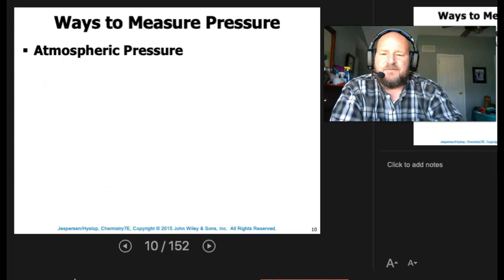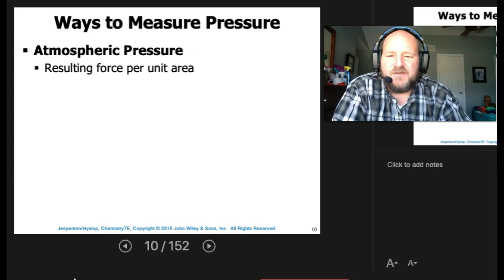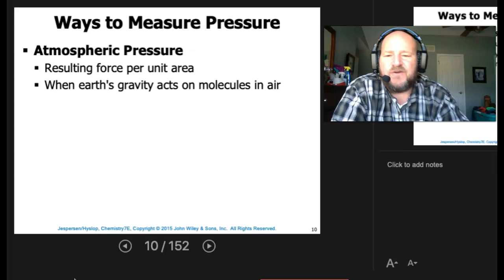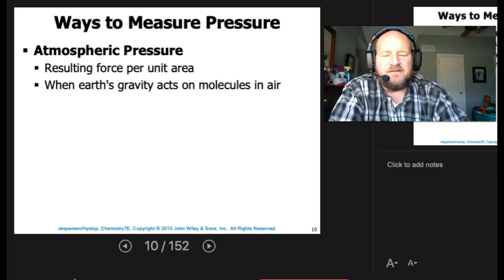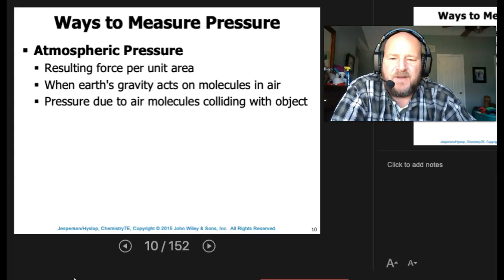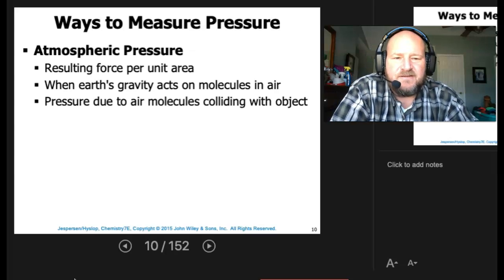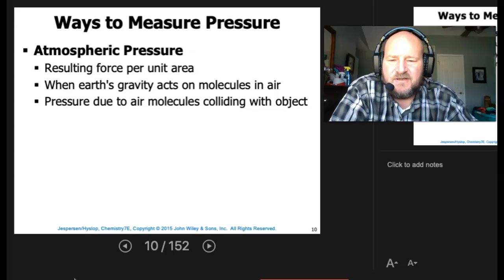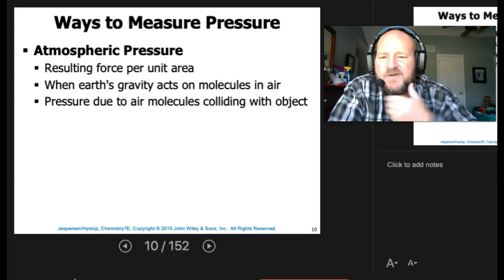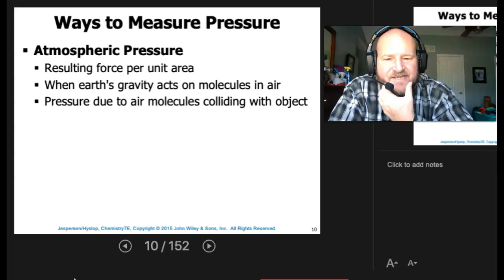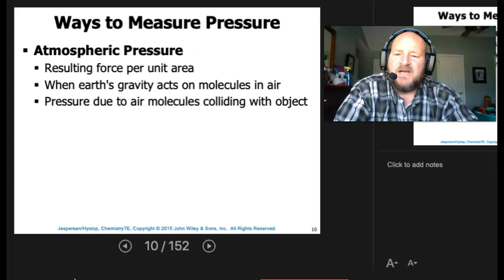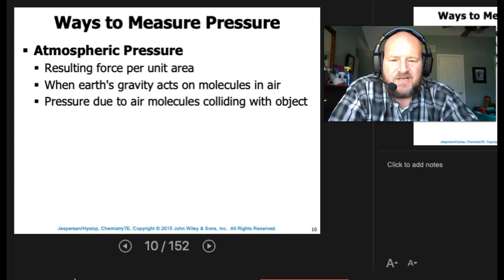Ways to measure pressure. Atmospheric pressure is the resulting force per unit area when Earth's gravity acts on molecules in air. Pressure due to air molecules colliding with the object. All right, so when we're looking at atmospheric pressure, we're looking at the resulting force per unit area. It's Earth's gravity that's acting on the molecules in the air, and pressure due to air molecules colliding with the object.